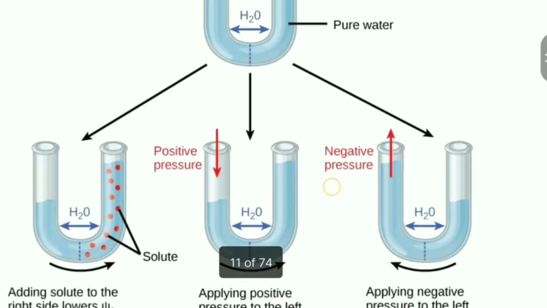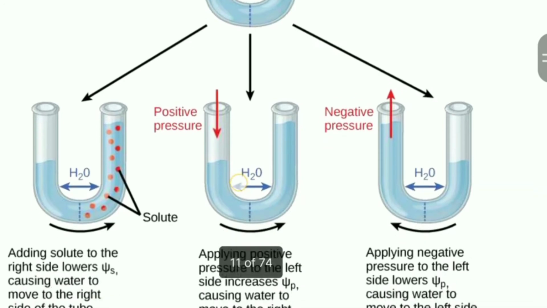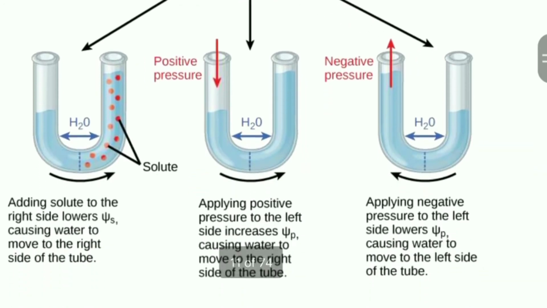So it could be divided into three parts. Adding solute to the right side lowers the water solute potential, hence causing the water to move to the right side of the tube. As you can see, these are the solute particles, which are red dots.